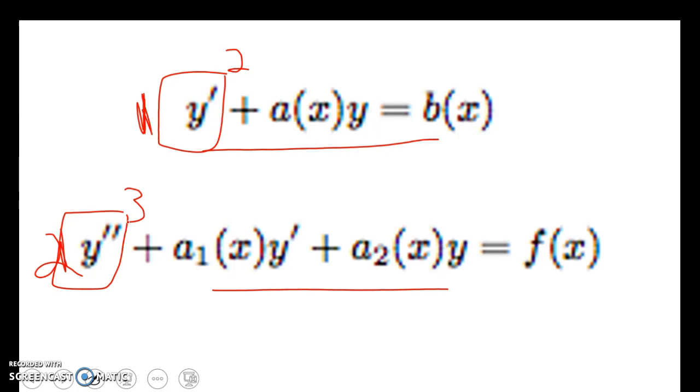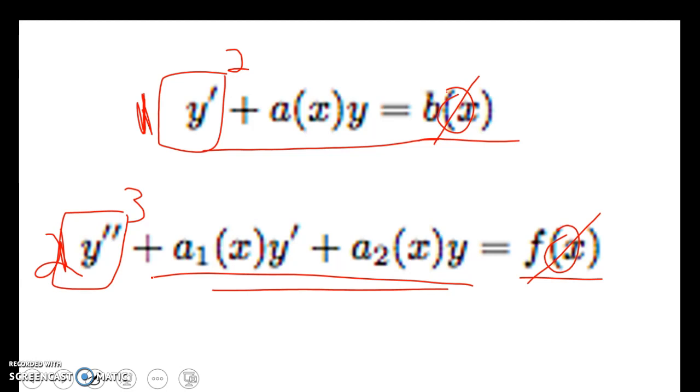If f of x and b of x, respectively, are 0, then each of these equations is what we call homogeneous. So if our differential equation is equal to 0, it's what we call homogeneous. If it's not equal to 0, if it's equal to something else, it is non-homogeneous. And that's the difference between first order, second order, homogeneous and non-homogeneous.